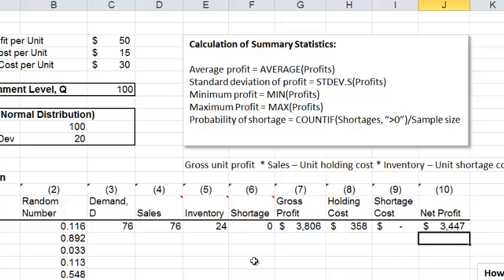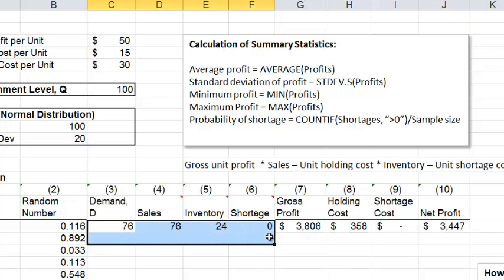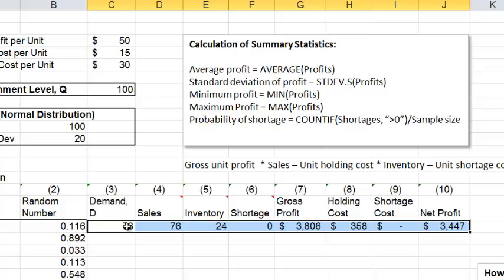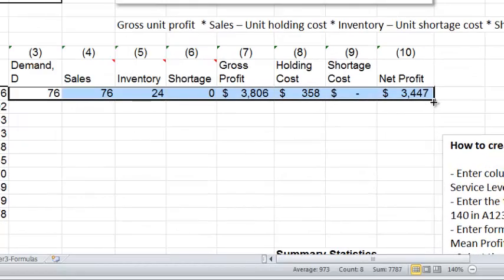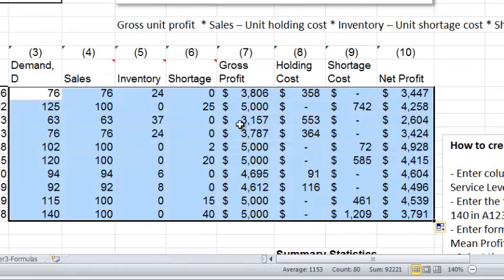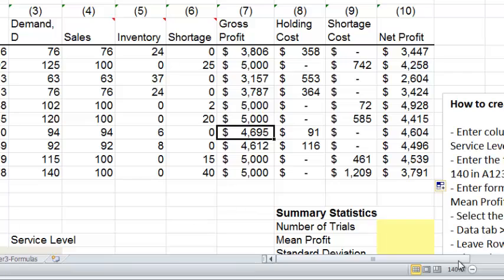Okay, so that's it for the simulation formulas. Now we choose the cells we just filled in. And then we could just go to the bottom right here and double click to automatically fill in the rest of the simulation table. This way we have simulated net profits for 100 months. Now we need to summarize the profit values and come up with things like the average net profit and the service level and so forth.